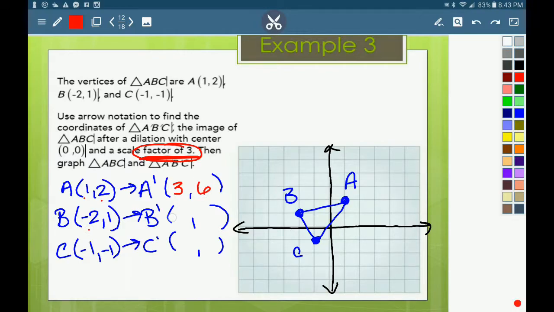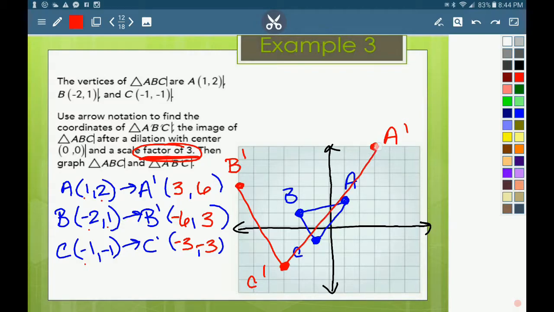-2 times 3 is -6. And again, 1 times 3 is 3. -1 times 3 is -3. And again, -1 times 3 is -3. So now I can plot my image points. 3, 6, that's up here. So there's A prime. B prime is -6, 3, so right there. And then C prime, -3, -3, down there.